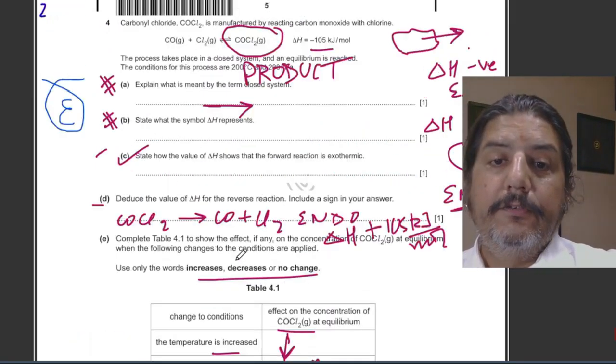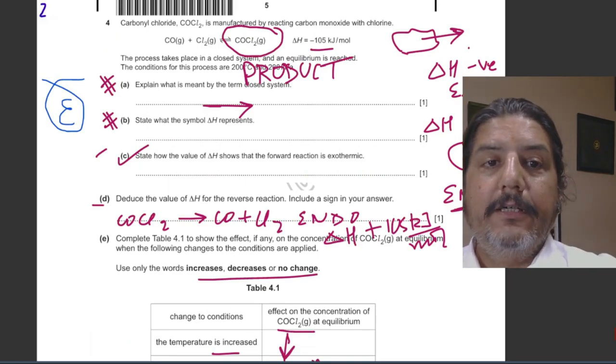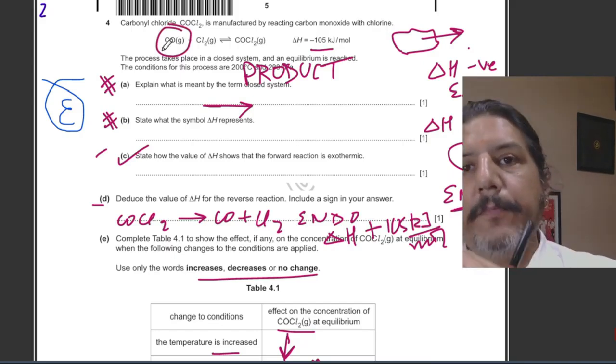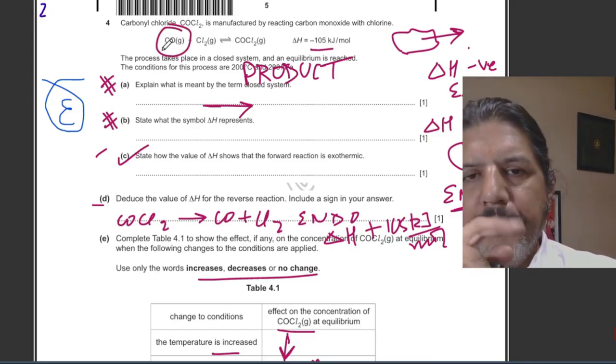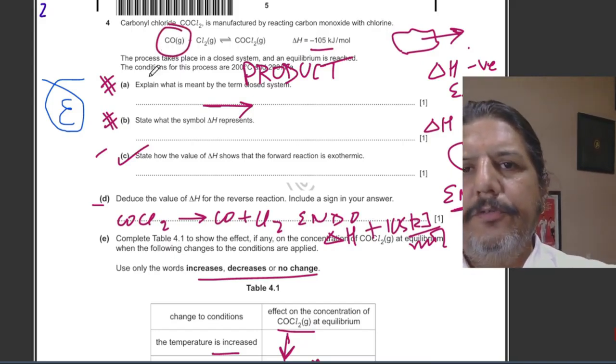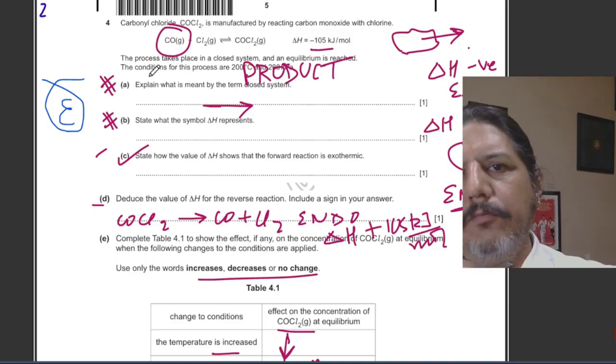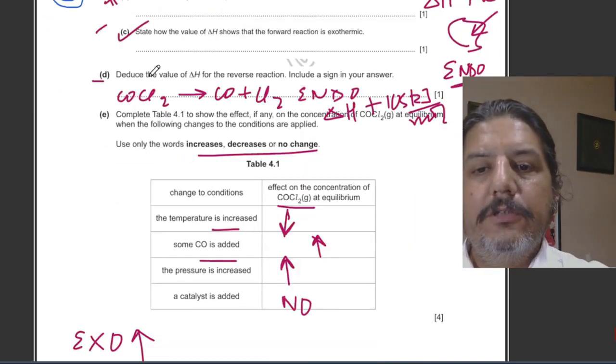Some CO is added. Now, that is what I was saying, that you need to have a closed system. For example, in this case, if you add CO, you are increasing the concentration. Now, as per Le Chatelier, if you are increasing the concentration of CO, the system will move in a direction where the concentration of CO should decrease. That can only happen when you move in the forward direction. Consequently, the concentration of COCl2 will increase.